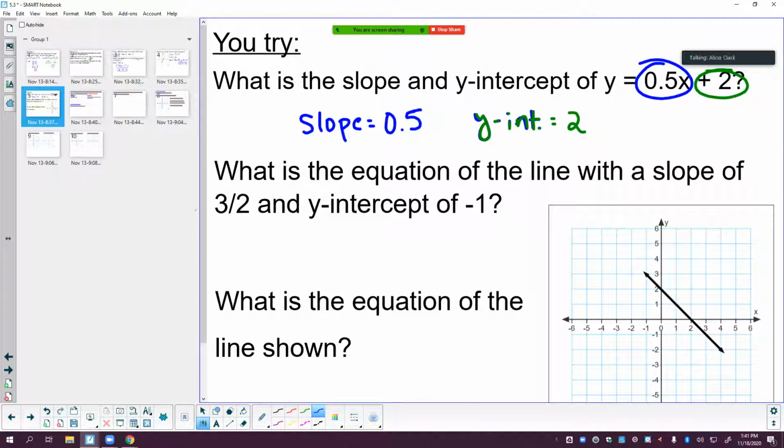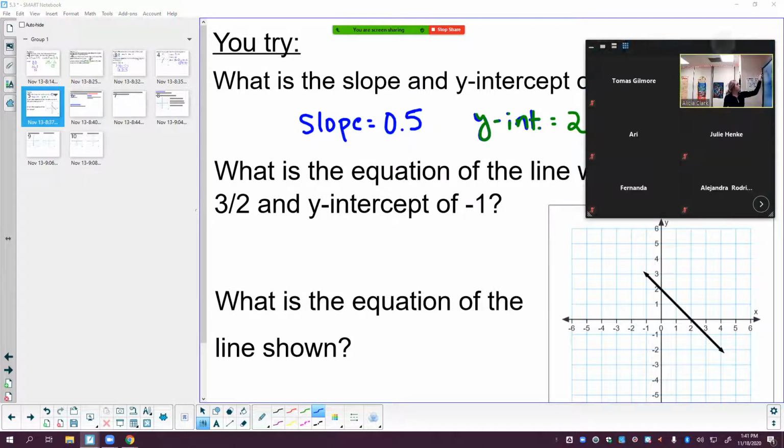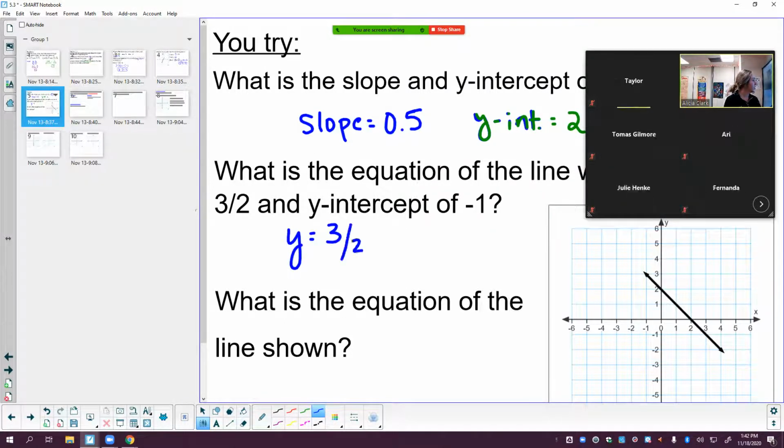The next one asks, what is the equation of the line with a slope of 3/2 and a y-intercept of -1? Would anybody like to unmute themselves on Zoom and tell me what they got as their answer? Good. Was that you, Taylor? Thank you. So y equals 3 over 2x minus 1.